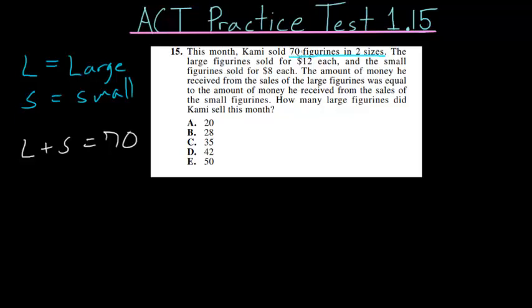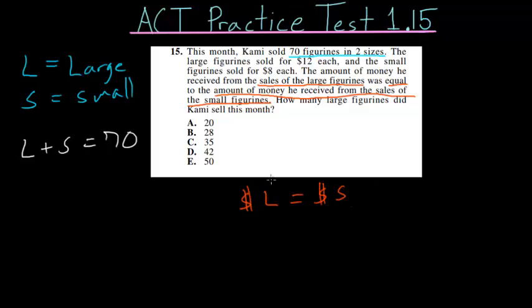So we know how much each figurine sells for. The large sell for 12 and the small sell for 8. But the equation comes from this next sentence. The amount of money he received from the sales of the large figurines was equal to the amount of money he received from the sales of the small figurines. So essentially, we can write this abstractly at first and then figure out how to actually put our variables into it. So we know that the money from the large is equal to the money from the small.